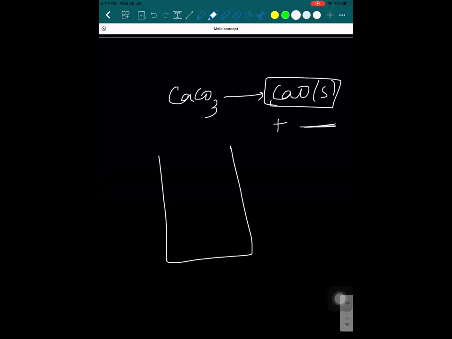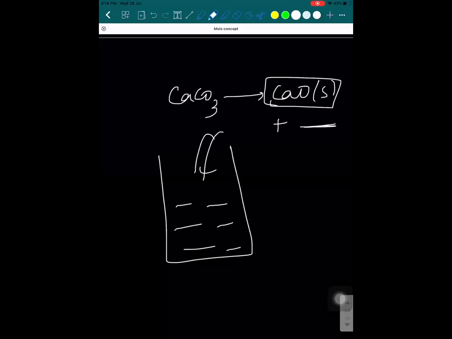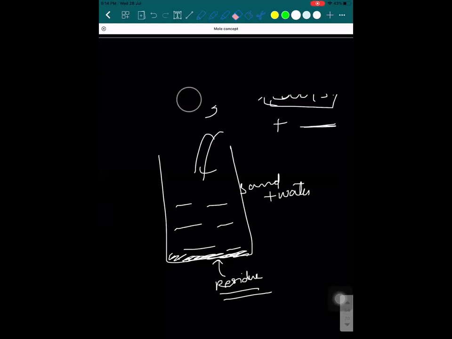Let's say you are having a container, and you are putting sand into water, sand plus water. Let's say some sand gets dissolved in it. I know that sand will not dissolve, but assume that it is dissolving in the water, but some sand is settling down. Then this will be called residue, which is extra, residing in that particular container. Okay, understood.